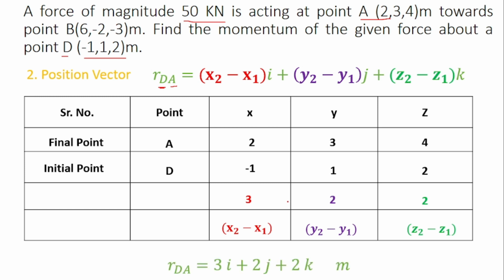So the position vector is 3i plus 2j plus 2k. Okay, so the table format will definitely help you to avoid mistakes in your calculation. But remember, while writing the table format, always write the final point first and then the initial point. Then do the subtraction here.